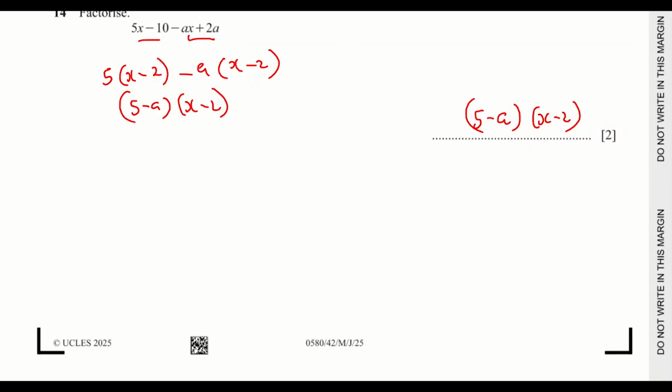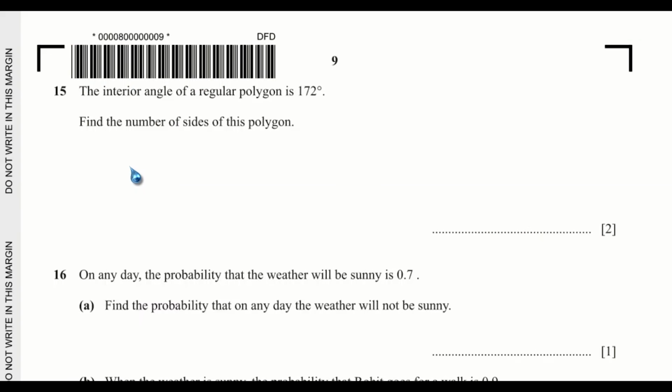Okay, so let's go to the next question. That will be question 15. The interior angle of a regular polygon is 172 degrees. Find the number of sides of this polygon.